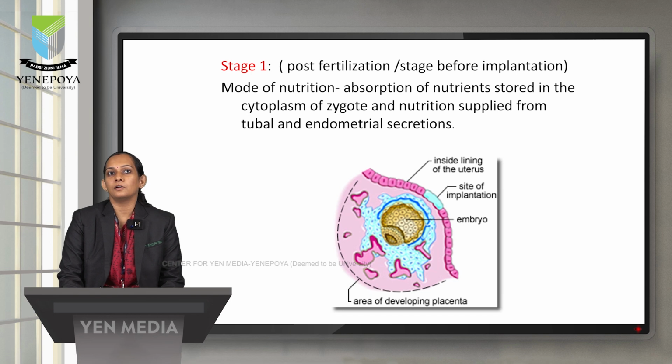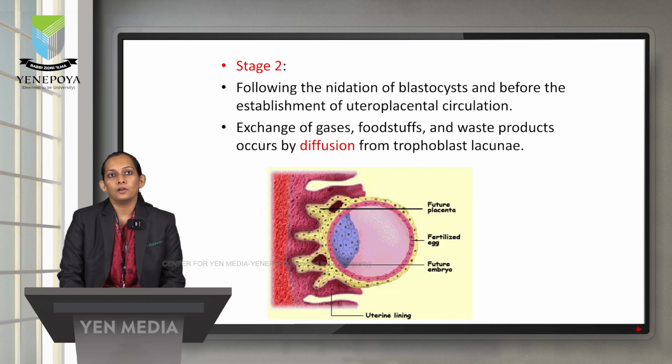So most of the nutrition is supplied by absorption of nutrients stored in the cytoplasm of the zygote and nutrition supplied from tubal and endometrial secretion. Following the nidation of the blastocyst and before the establishment of uteroplacental circulation, exchange of gases, foodstuffs and waste products occurs by diffusion from the trophoblast lacunae.